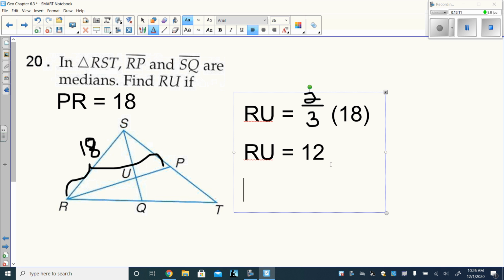Now say we wanted to find UP from here. It doesn't ask for it, but we're going to go on and find it. Well, UP is equal to what? Half of the bigger. Well, since I've already found out what the bigger segment is, I found out it's 12. Well, I need to multiply it by 1/2 or divide 12 by 2. And 12 divided by 2 would be 6. And that's it. That's all we have to do for this here.